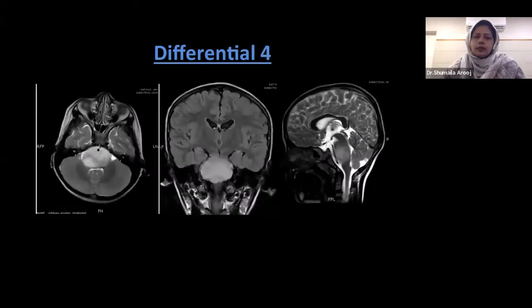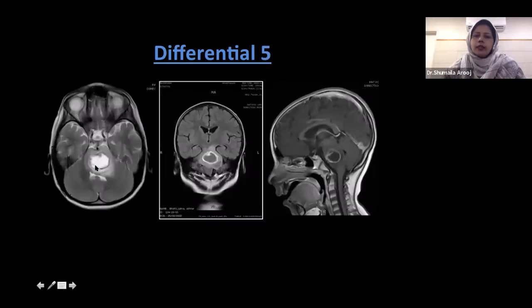This is another companion case of pontine glioma, in which you can appreciate that there is diffuse signal change in the pons and an increase in the bulk of the pons. The bulk is so much increased that it is partially encasing the basilar artery as well. So this was another case of pontine glioma.